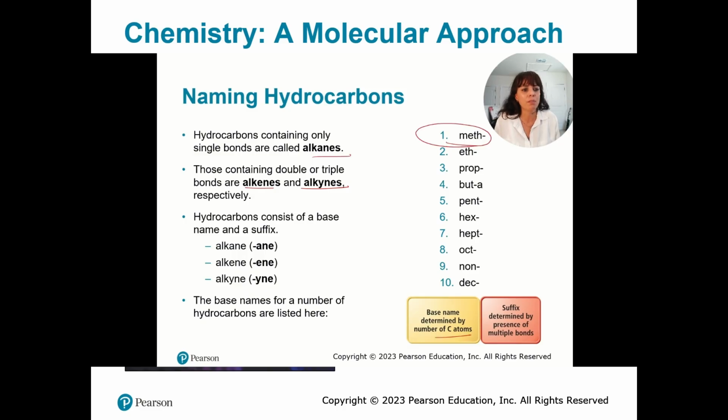So we always use the number of carbons, which we need to count. You need a prefix. Like methane, I only have 1 carbon. Ethane, I have 2 carbons. Propane, I have 1, 2, 3 carbons, so this is why it's prop. Butane, if you have 4. Pent, if you have 5, and it goes on. So the base name is determined by the number of carbons, and the suffix is determined by the presence of multiple bonds.